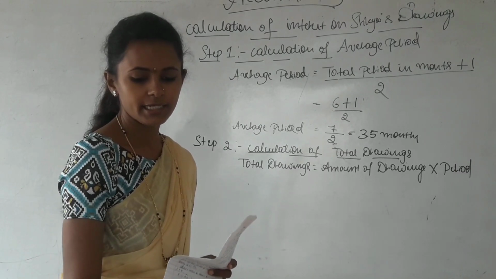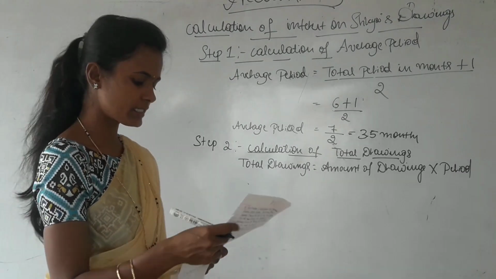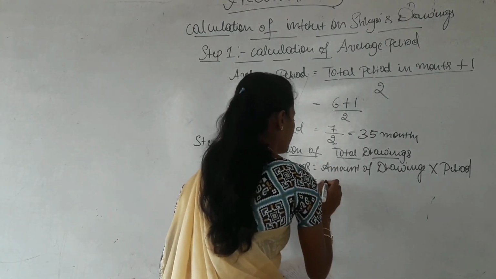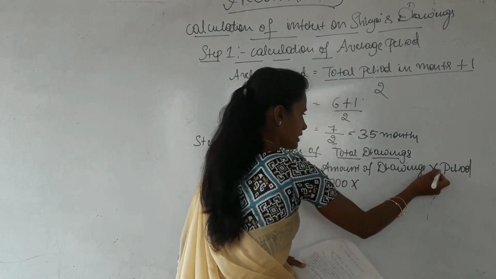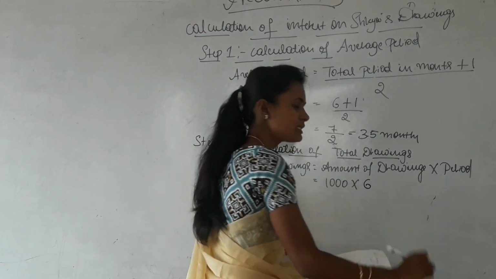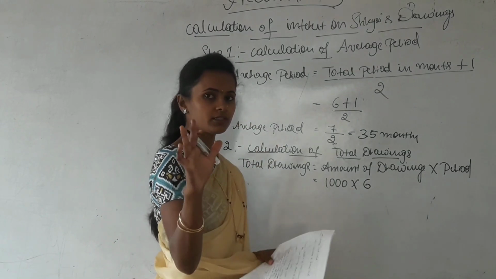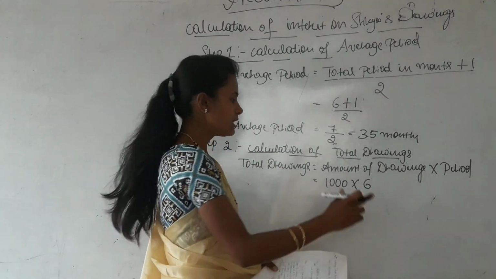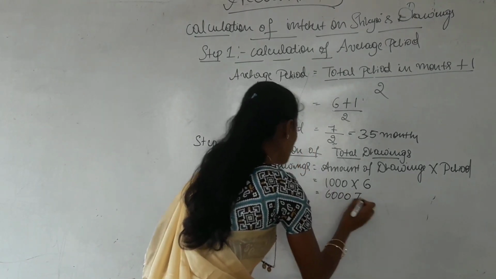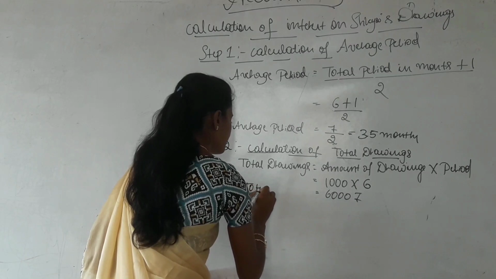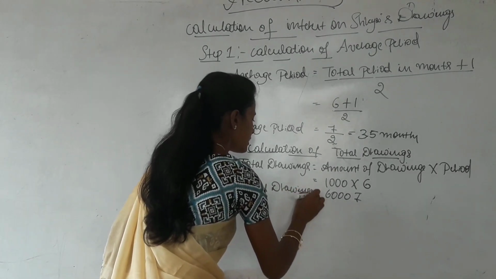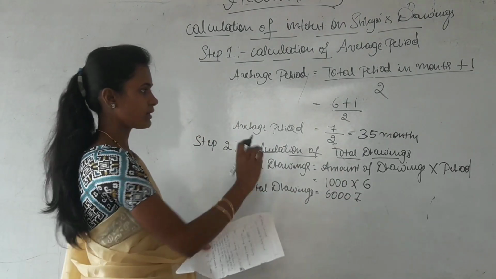In the problem, the amount of drawings is given as 1000. The multiplication symbol is put, and the period is half yearly, which means 6 months. So 1000 into 6, you will get 6000 rupees as your total drawings. Total drawings is equal to 6000 rupees.